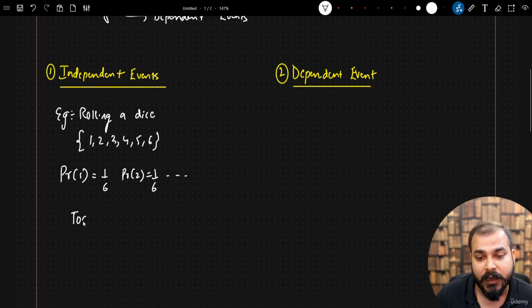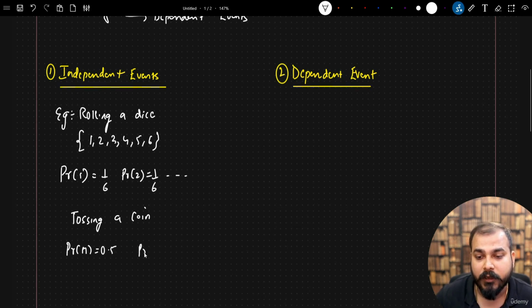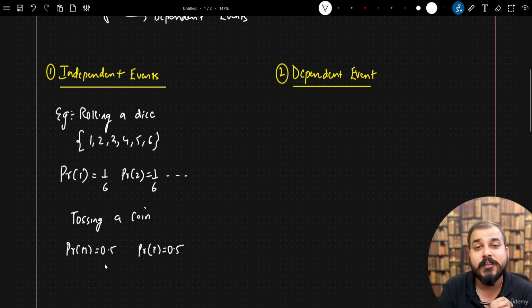The other example may be tossing a coin, right? Whenever we toss a coin, probability of head is equal to 0.5 and probability of tail is 0.5. So every time we toss, either one of these events will come. The probability is equal, so one event is not impacting the other event. If head comes right now, the next event is not impacted. All the events are independent.